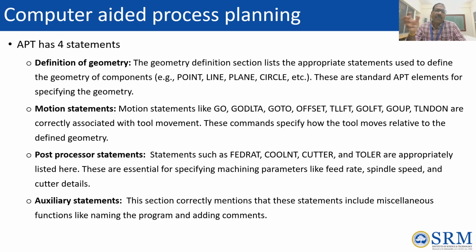Cutter in the sense what kind of tool, what is the diameter of the tool, which material of the tool. Coolant means on and off. Feed rate means how much feed is needed for that particular operation. Feed 500 means 500 millimeter per minute kind of thing. So those inputs we need to give as a post process statement.